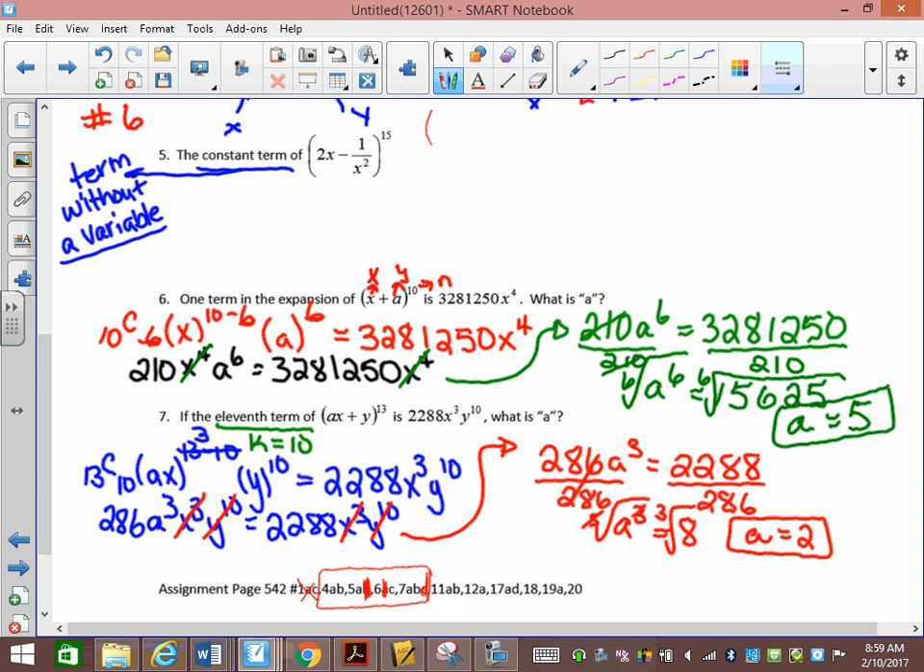So we know that this is actually 2x plus negative 1 over x squared to the 15. This goes in the x place, this goes in the y, this goes in for n, and k is a blank. So we're going to get 15C blank, 2x to the 15 minus blank, negative 1 over x squared to the blank. We need to figure out what we can fill in those blanks that would cause our x values to cancel.